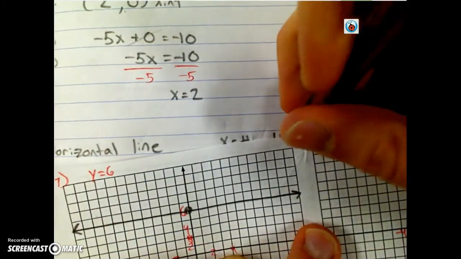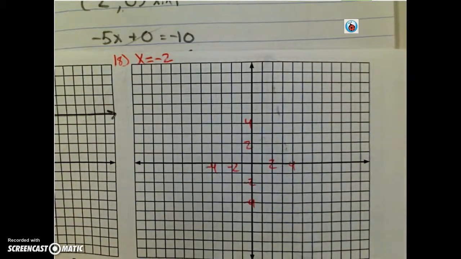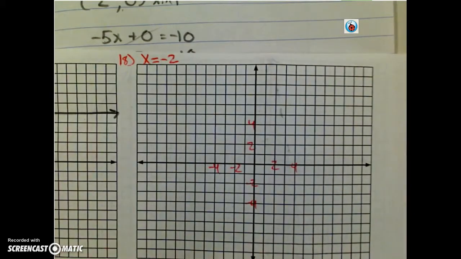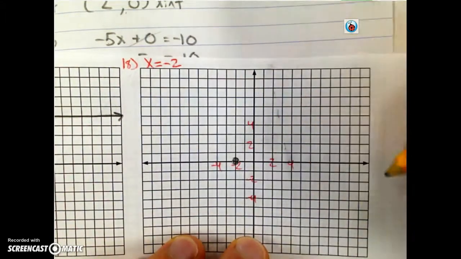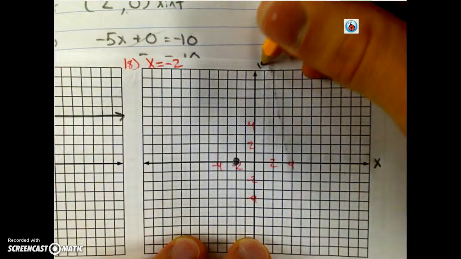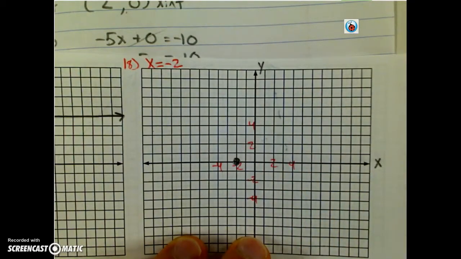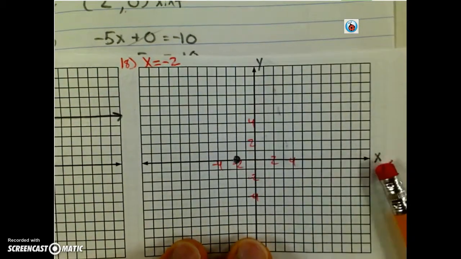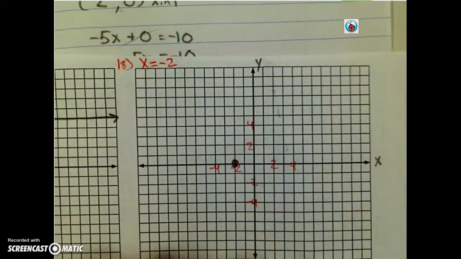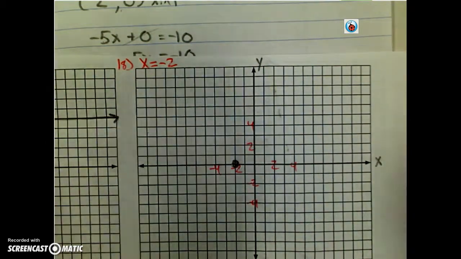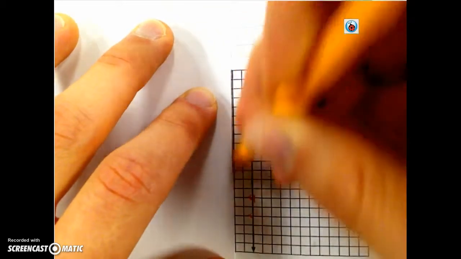Then number 18 is that x is equal to negative 2. So this works a little differently. It doesn't follow our y equals mx plus b format. I need to go here to negative 2 on my x. I should have been labeling these along the way in this video, I apologize for that. We've got our negative 2 on our x-axis, and this means that no matter where I go on this line, the x value will not change from negative 2. So what that means for this one is it's a vertical line.